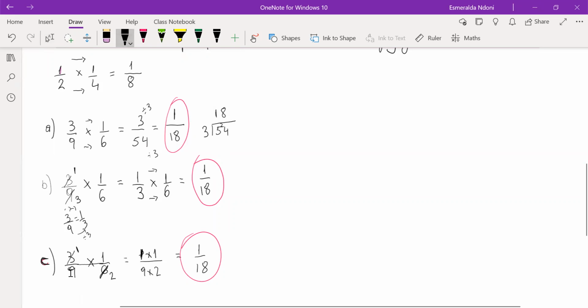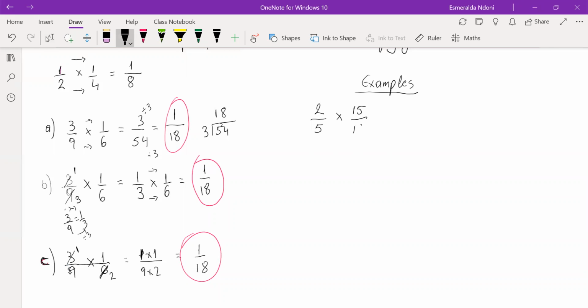Okay, let's do a couple of examples. So we're going to do this together before you have a chance at your own questions. I have 2/5 multiplied by 15 out of 16.